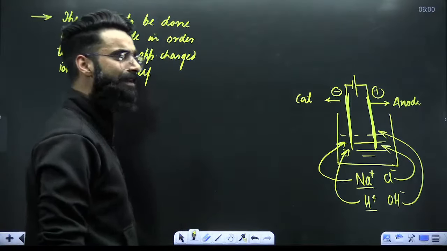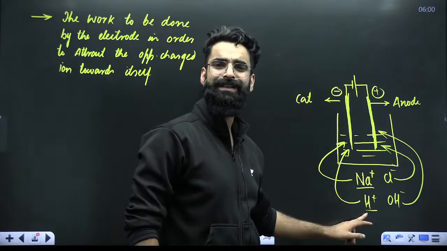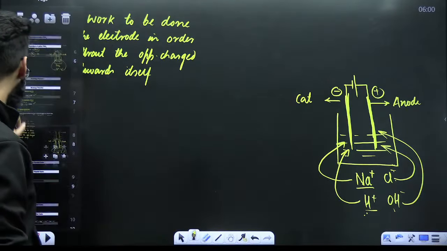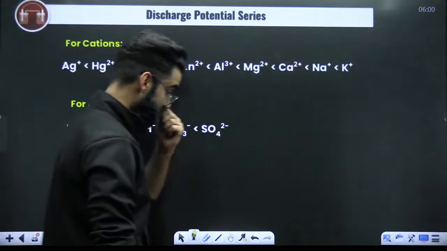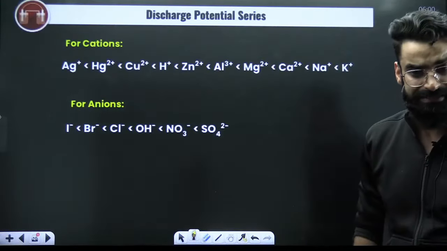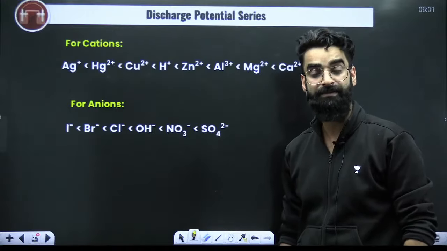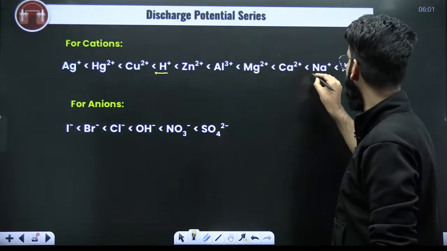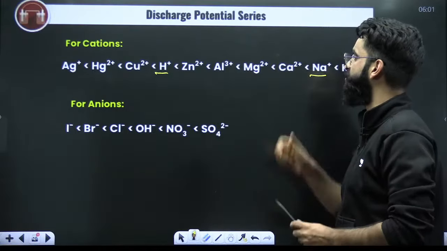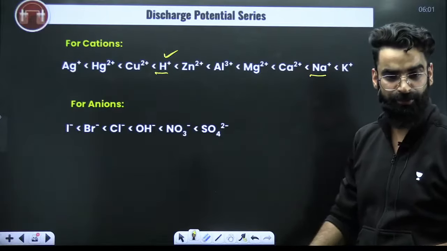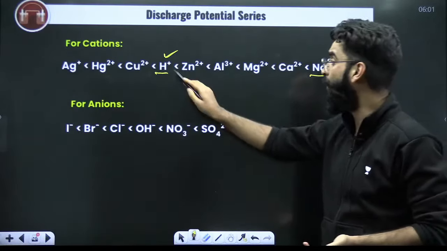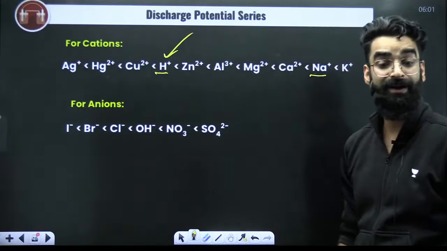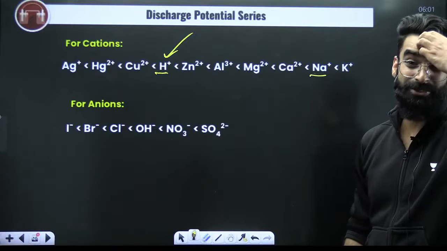Now, how can you tell which of these two has the lesser discharge potential? For that purpose, I want you guys to remember one series. One is the discharge potential series of cations and one is the discharge potential series of anions. Imagine in the container there is H positive and there is Na positive. Which one has lesser discharge potential? H positive has lesser discharge potential than Na positive. So if I ask you which ion among the two will undergo reduction at the cathode, you'll directly say it is H positive, right? Because the discharge potential is less, right?